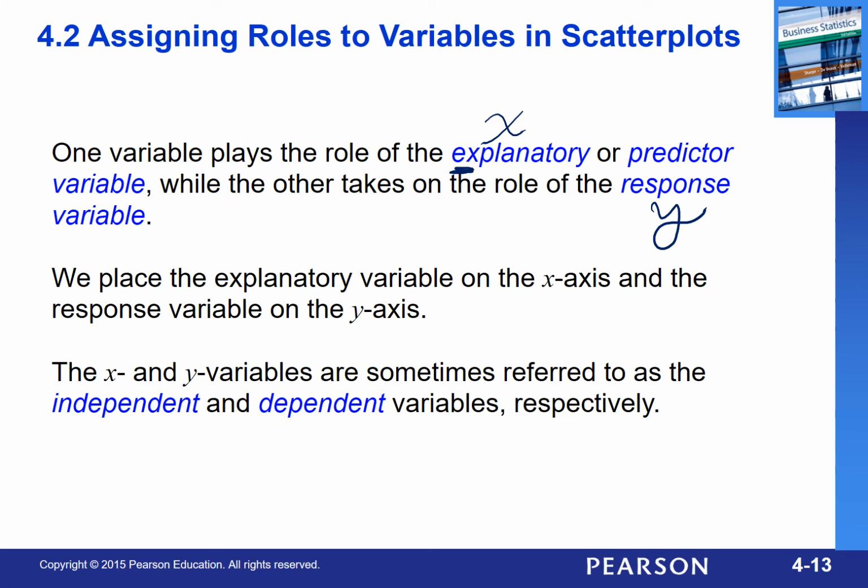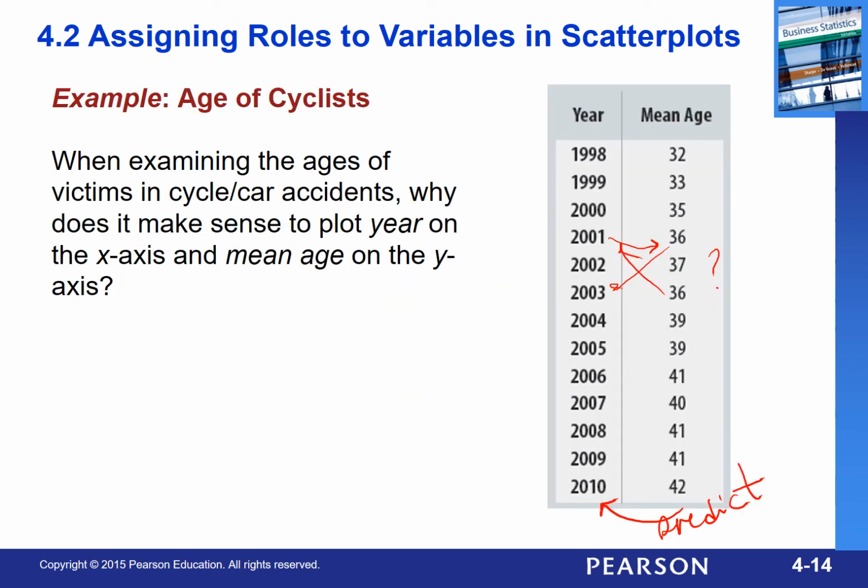Anyway, so we always place our explanatory on the X, and we always have our response as the Y. And these behave the same way as the independent-dependent relationship that you're used to in algebra. So let's look at the mean age of cyclists again, because I'm really overusing this example. Hey, does it make sense on who I plotted where? I hope so, because if you look at the mean age, trying to use it to predict the year is a little bit weird.